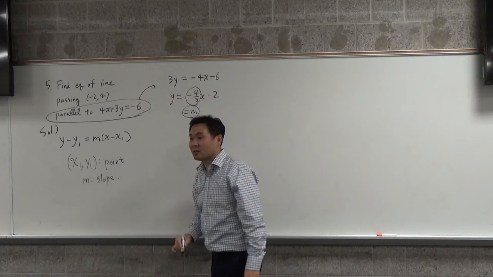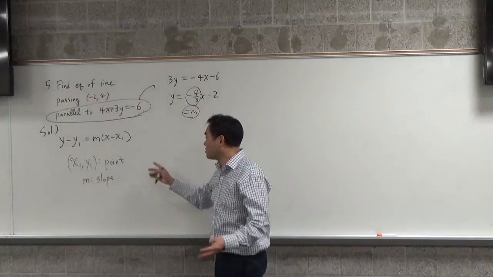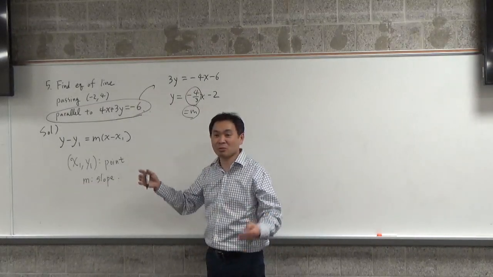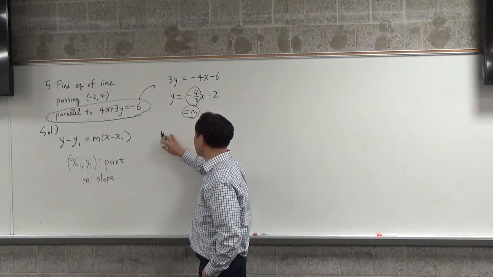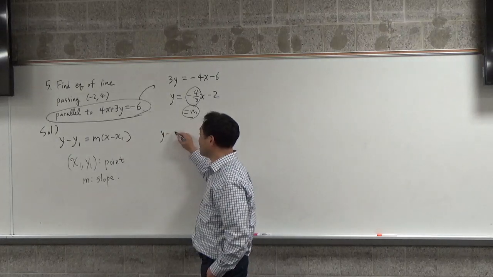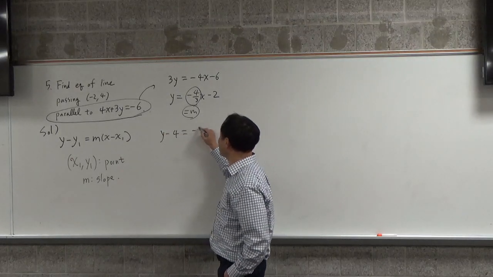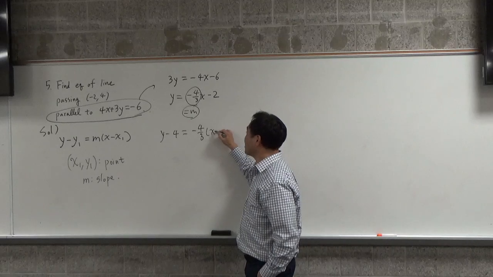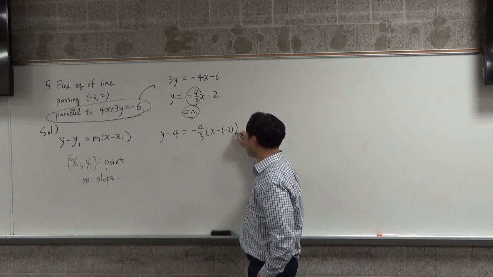All right. And now we have the point, we have the slope. That means we can have our delicious line equation. y minus 4 equals negative 4/3 times (x minus negative 2).